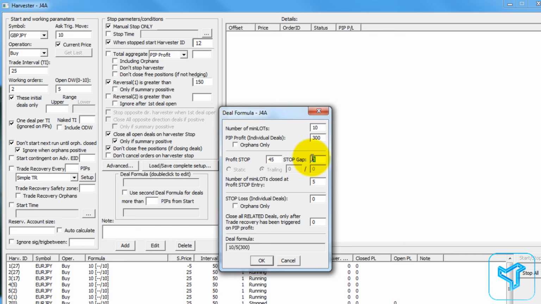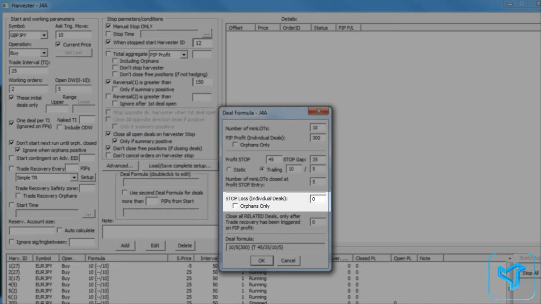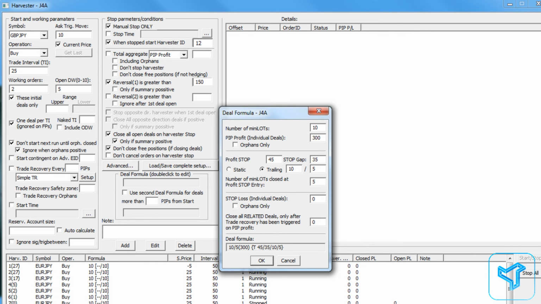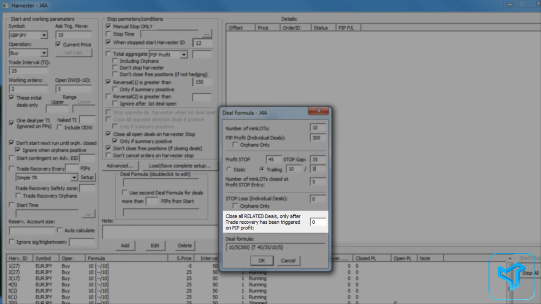We'll enter, let's say, 35 in the stop gap for the mini lots that we're letting run, and we'll specify a trailing stop of 10 over 5, telling the platform that for every 10 pips the market moves in our direction, we want to move our stop 5 pips. If we choose, we can opt for stop loss by entering it here. If we would like to set up a trade recovery strategy, in case the market goes against us, we have the option of that as well by entering it in this box below.